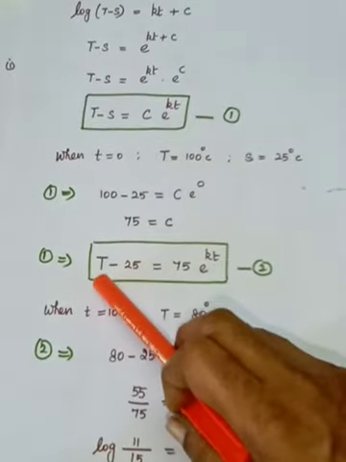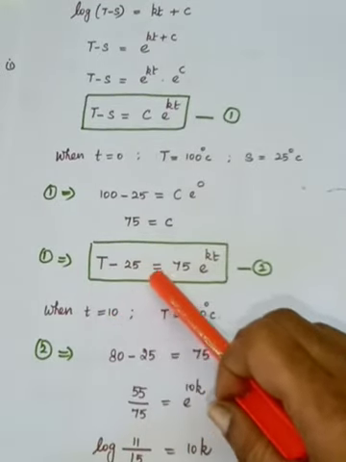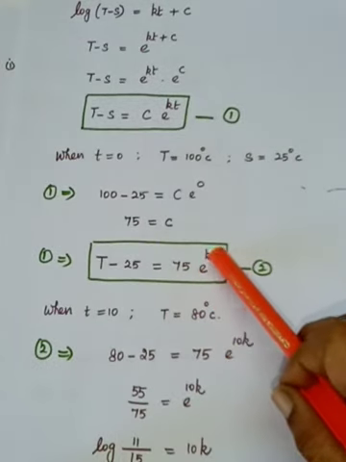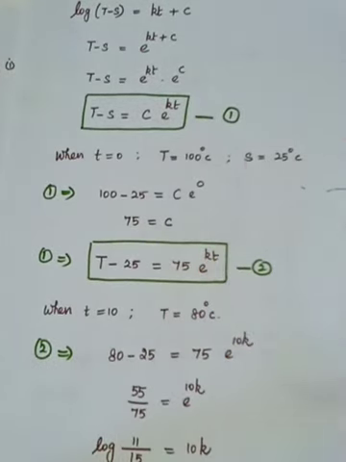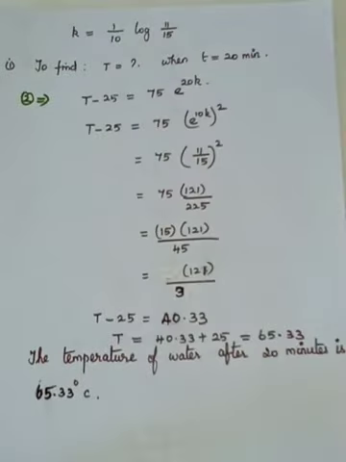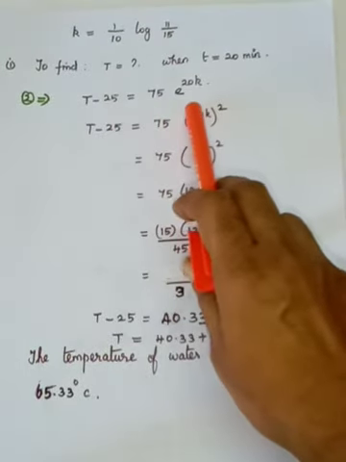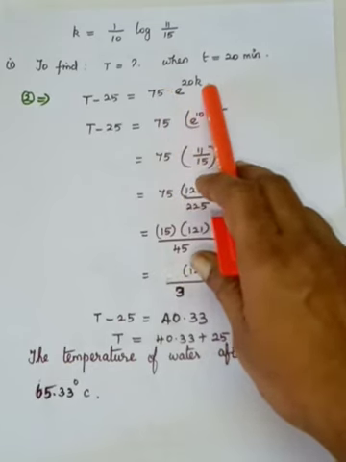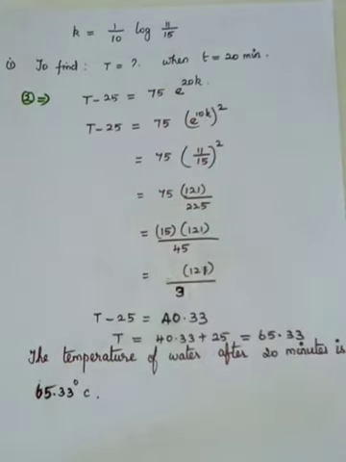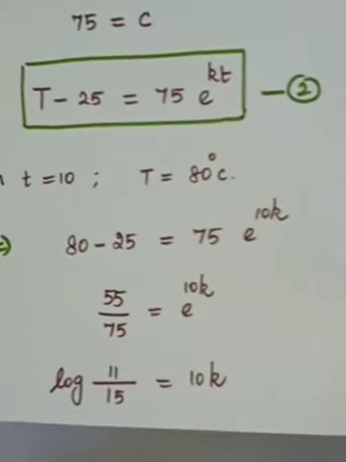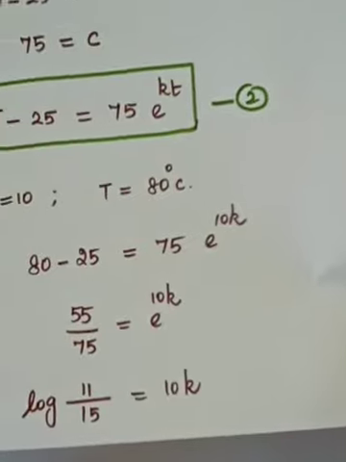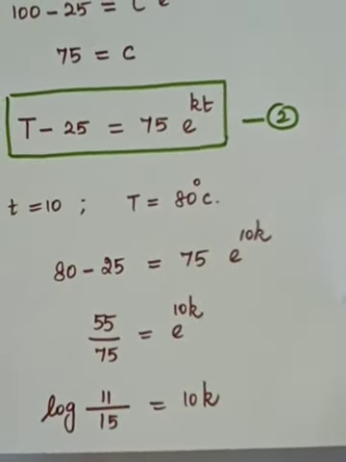So t only we have to find out. T minus 25 is equal to 75 e power, what is the time? 20. So e power 20K. So you have written this term: T minus 25 is equal to 75 e power 20K. Already we have found e power 10K, isn't it? So e power 10K is what? It is 55 by 75. If you simplify, it is 11 by 15.